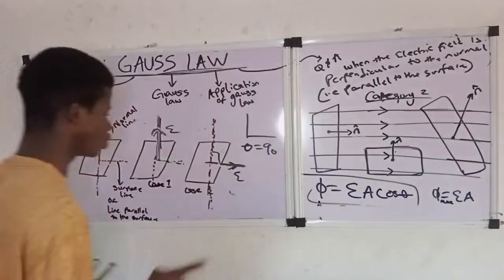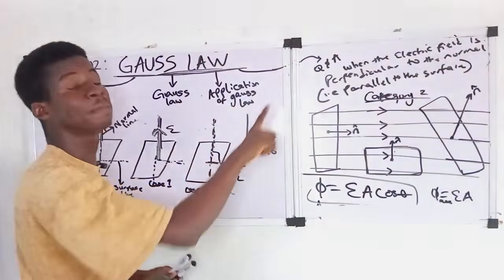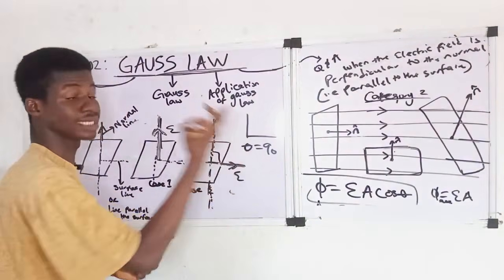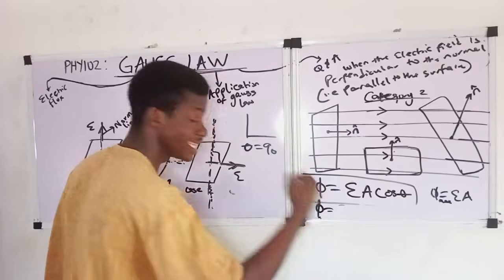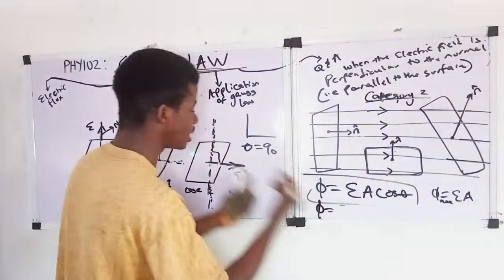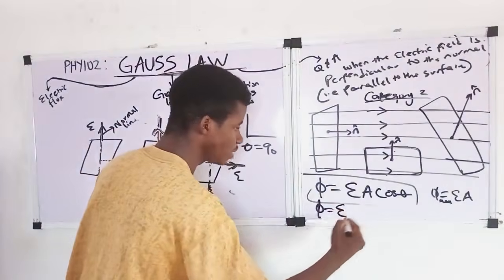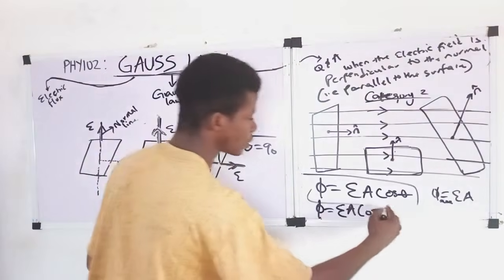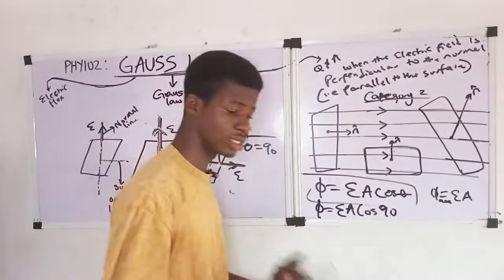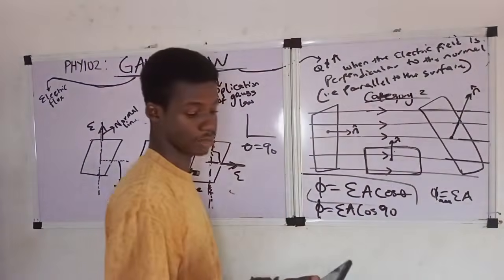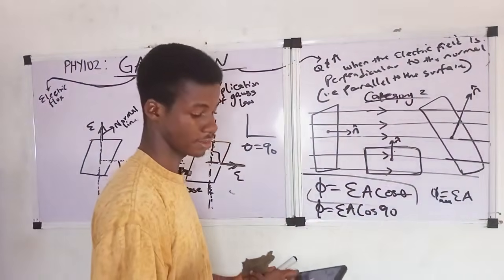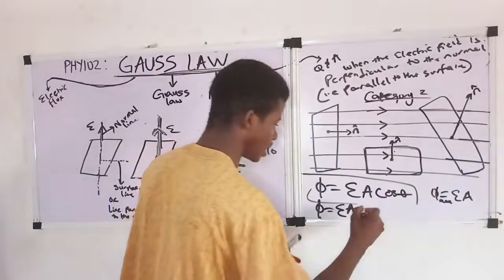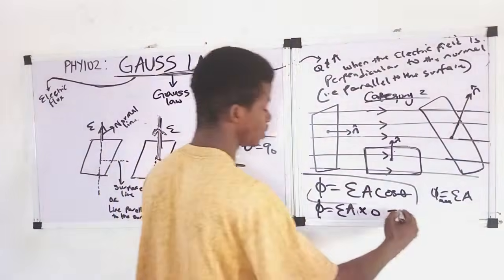So in case two, the electric field is perpendicular to the normal. This is the normal. The angle between them is 90. So what will be the electric flux in that given area? The electric flux will be equal to the electric field times the area, then cos of the angle. The angle between them is 90, so cos 90. Cos 90 is 0. So EA times 0 will still give us 0.